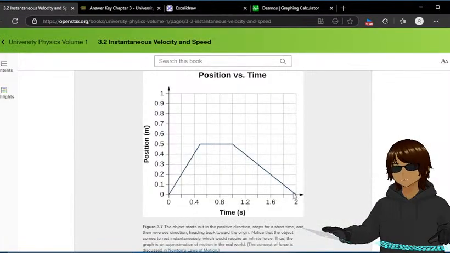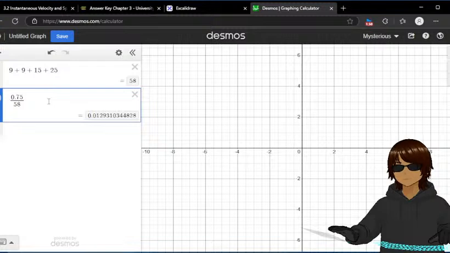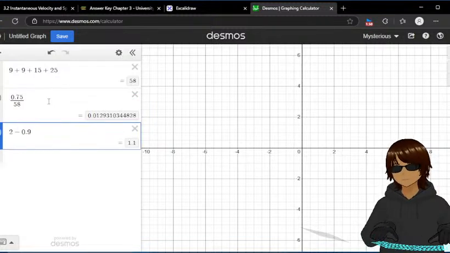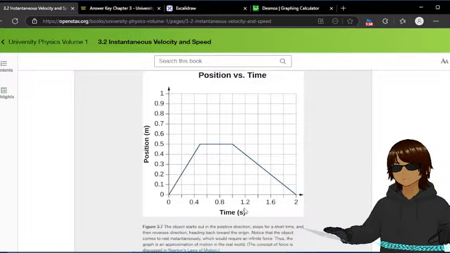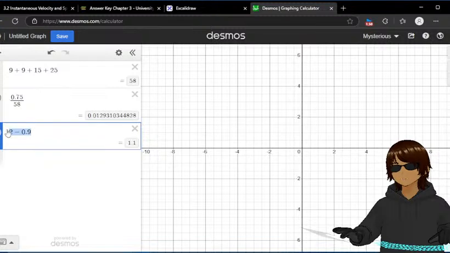And then we have, what is this? Is this negative 1? It's 2 minus 0.9. 2 minus 0.9 divided by 0.5. Sorry, 0.5 divided by 2 minus.